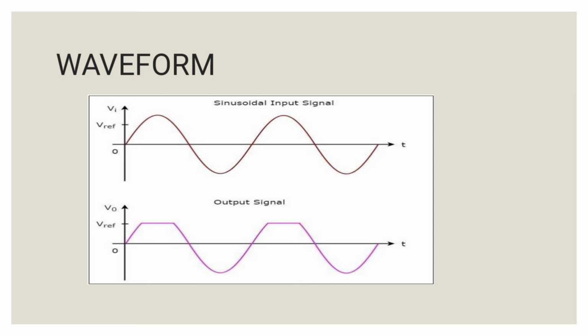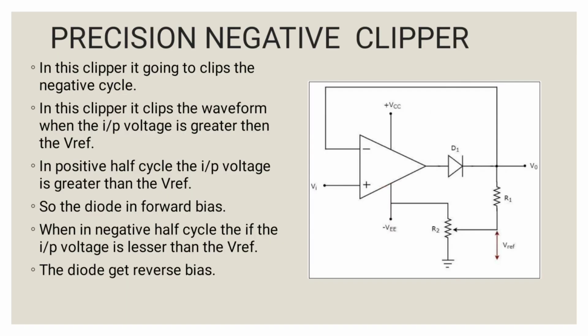Now let's move on to the next type of precision clipper. This is the negative precision clipper. From the name itself, it is going to clip the negative side of the input signal. The condition for the negative precision clipper is, when the input value is greater than the reference value, it clips the particular region.